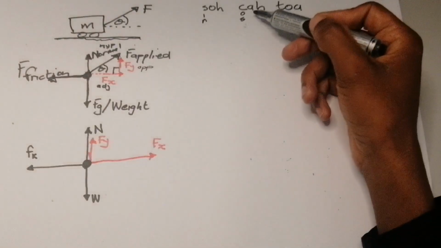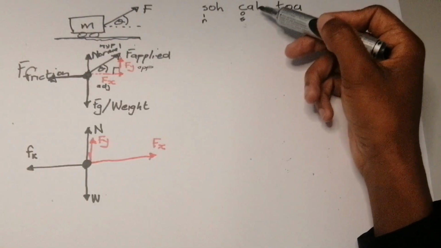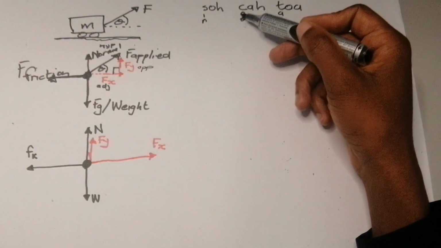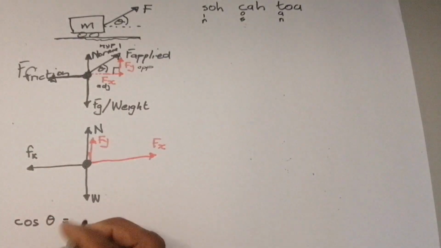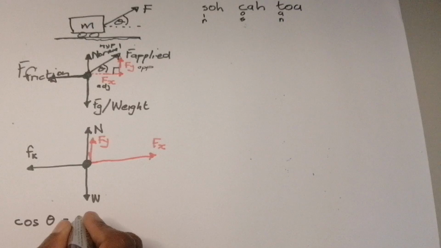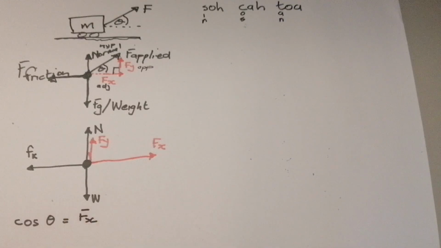Okay, can you see? Adjacent and hypotenuse. So that's going to be the cos, right? I'm showing you where this comes from. The cos of theta equals the adjacent side, which we said is Fx, divided by the hypotenuse, which is F. That's the ratio.